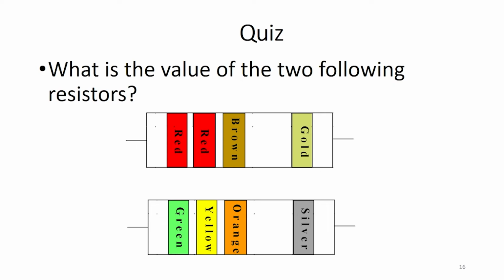Quiz: what is the value of the two following resistors? First one we have red, brown, and gold. And the second one, green, yellow, orange, and silver.